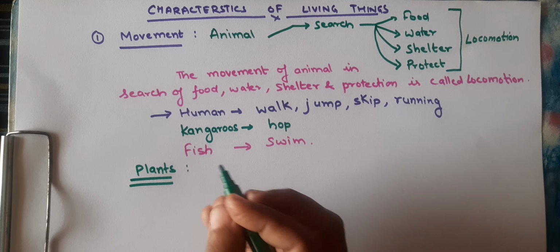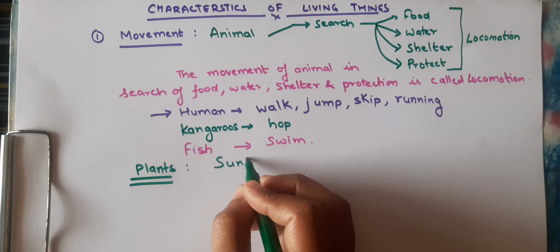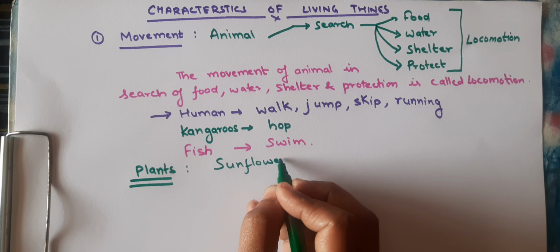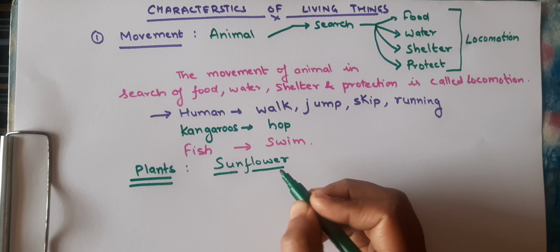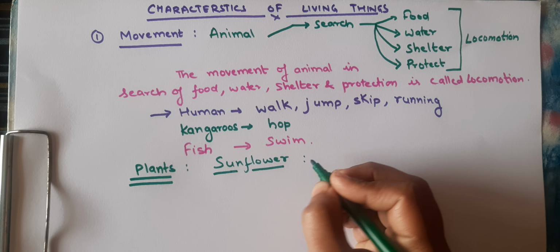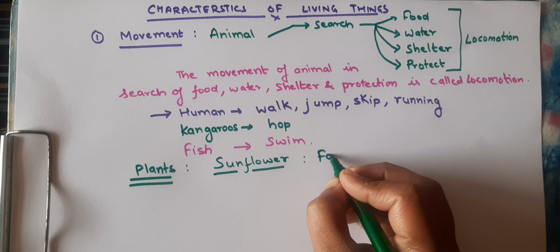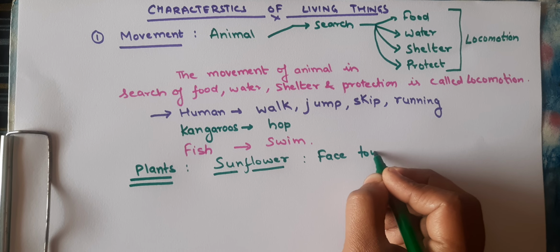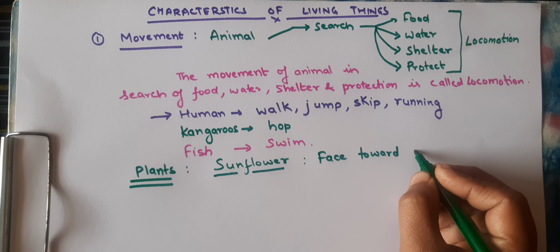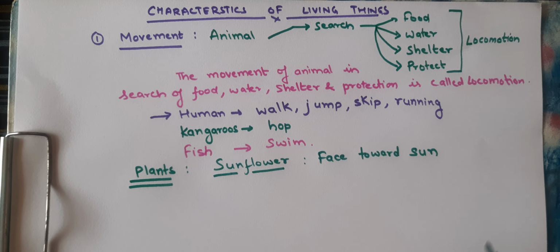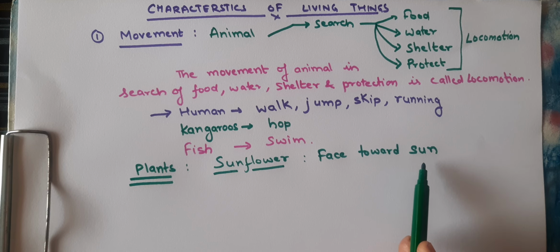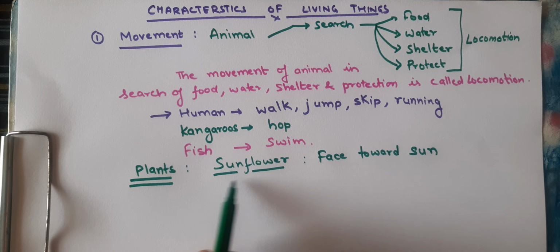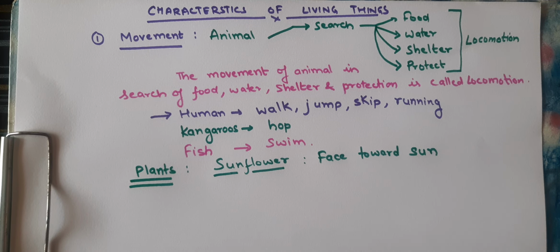But we all know the sunflower, okay? It's a yellow color flower. And why is it named sunflower? Because the sunflower will turn its face towards the sun because it likes the sun, okay? And it needs the sun for its proper growing. So because the flower is facing towards the sun, the flower name is sunflower, okay?